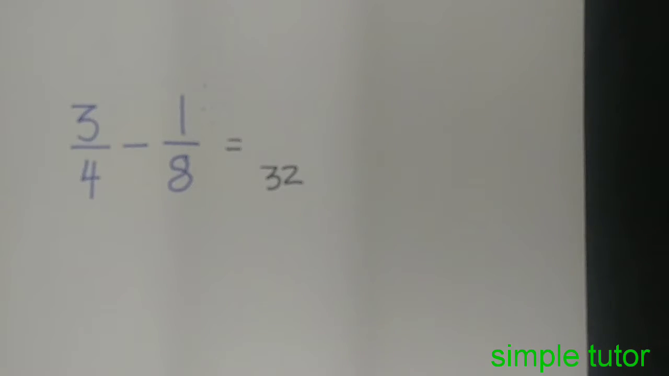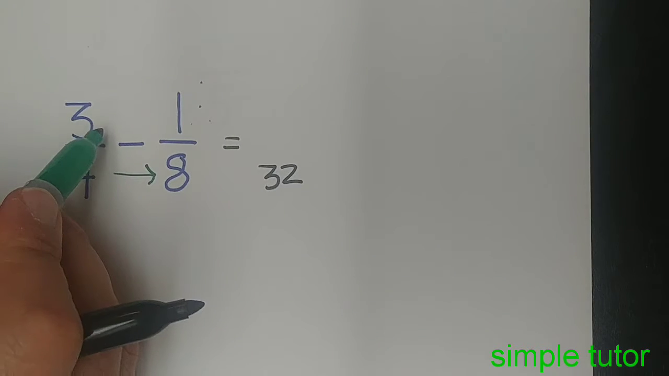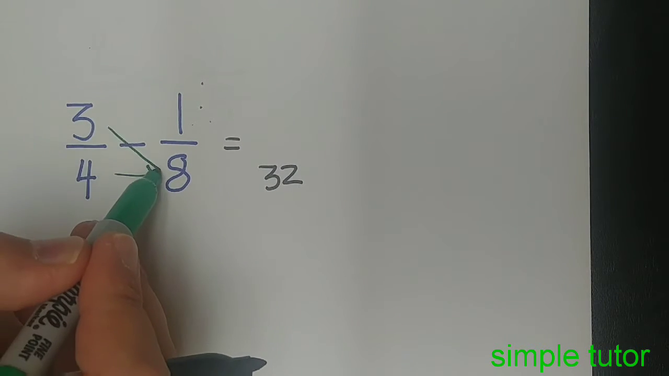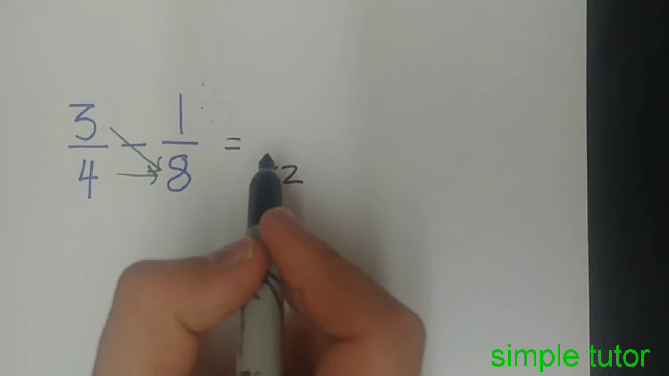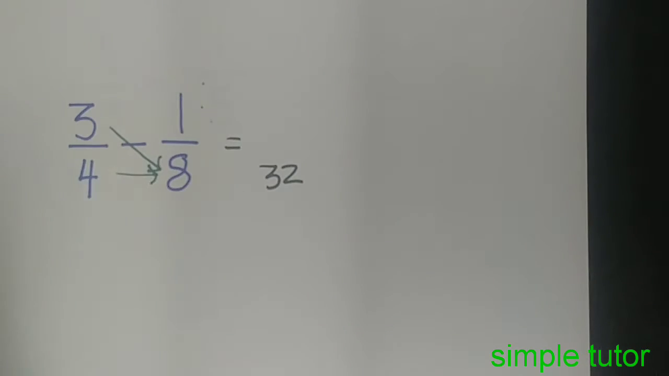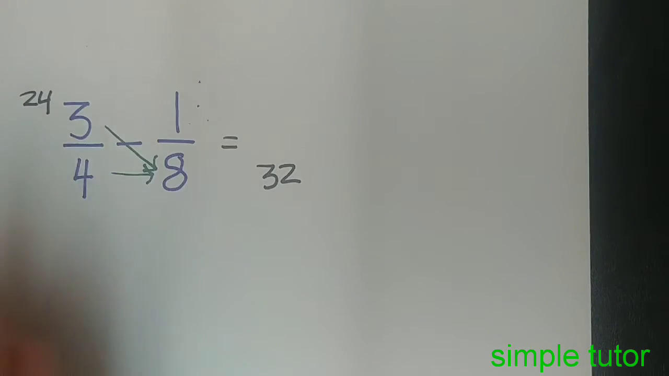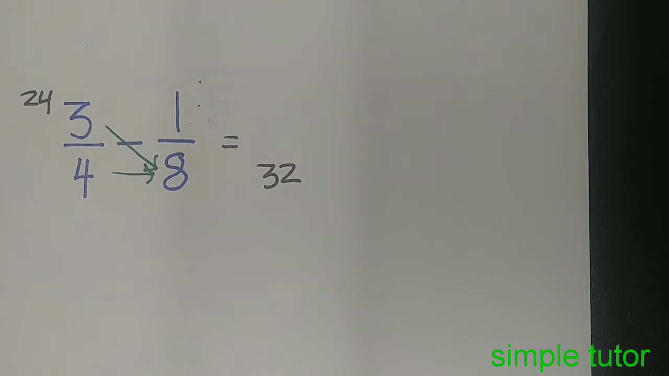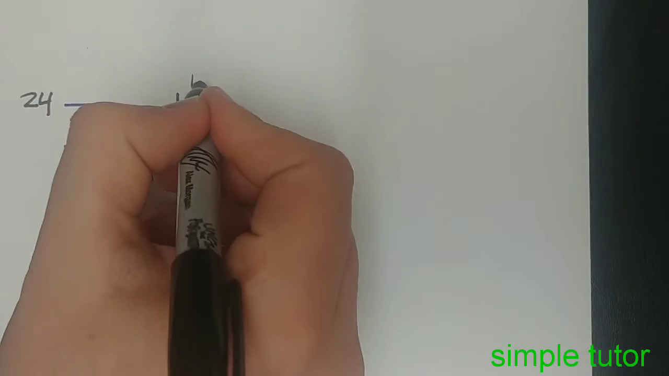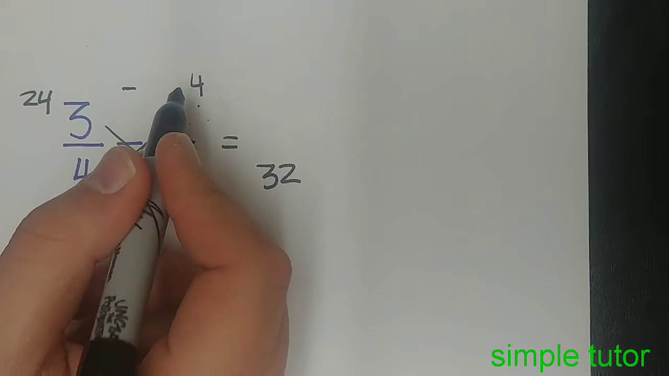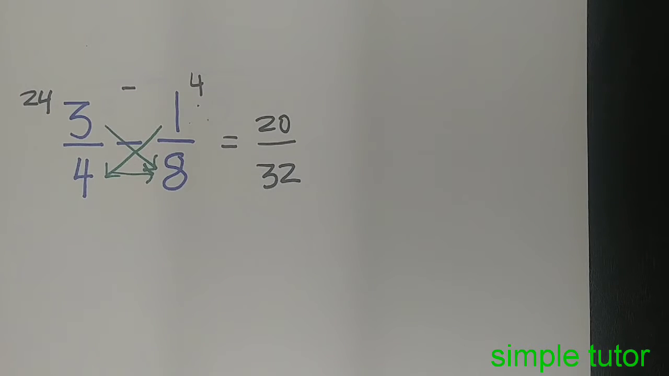So let me get that down here. We're going to take 4 and 8. And then we're going to take the top number from the left side and multiply it by the bottom number over here. So 3 times 8, which is 24, and we're going to keep that here, and we're going to take 1 times 4 right over here, which is 4. So 24 minus 4 equals 20. So our answer here is 20 over 32, but we're not done there.